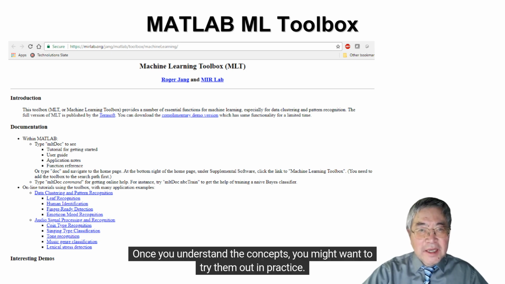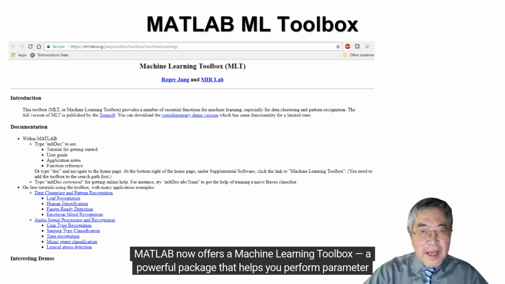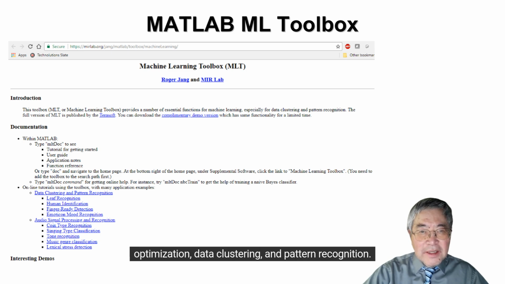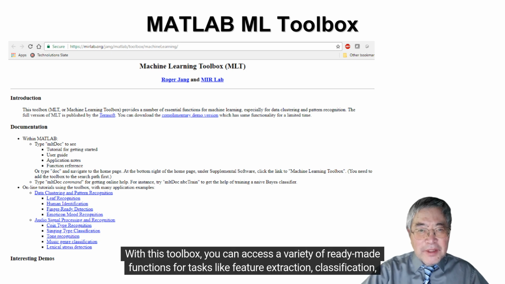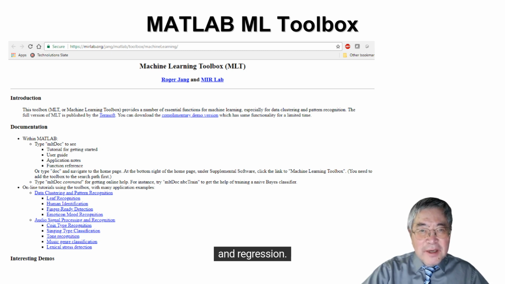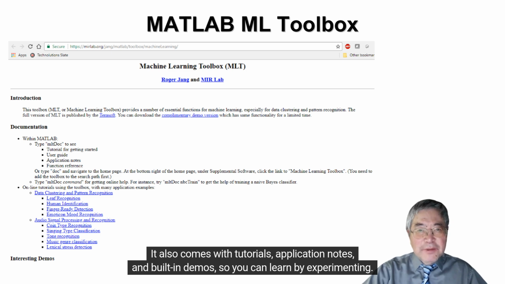Once you understand the concepts, you might want to try them out in practice. MATLAB now offers a machine learning toolbox, a powerful package that helps you perform parameter optimization, data clustering, and pattern recognition. With this toolbox, you can access a variety of ready-made functions for tasks like feature extraction, classification, and regression. It also comes with tutorials, application notes, and built-in demos, so you can learn by experimenting.